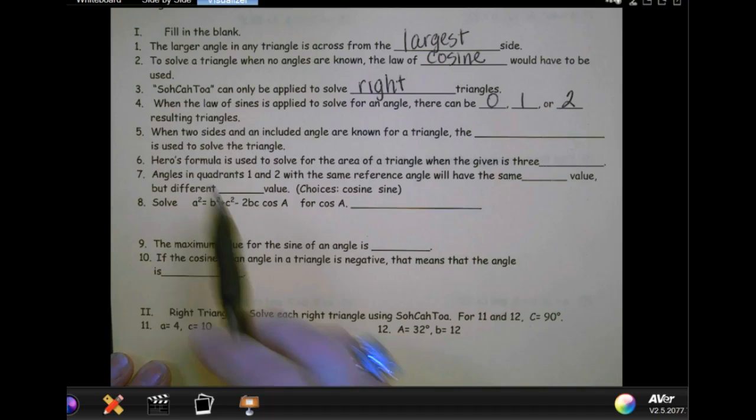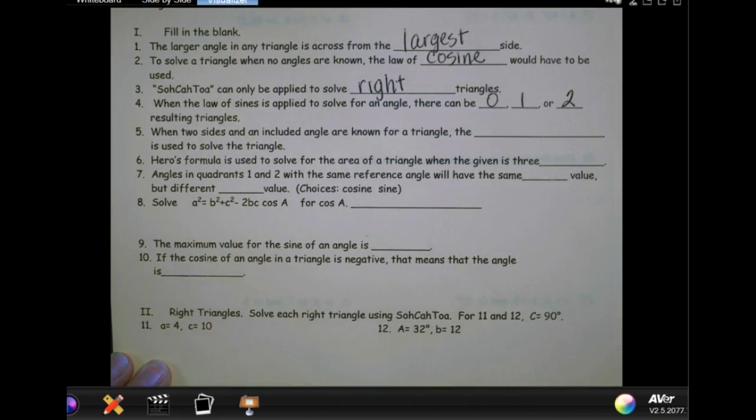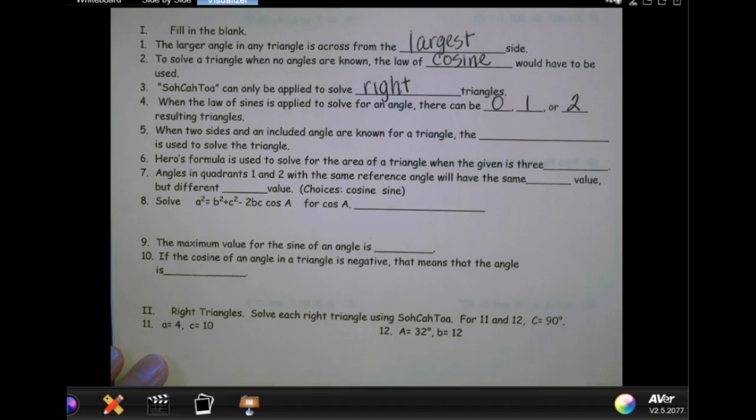So when two sides and an included angle, so side, angle, side. Somebody look at your chart and figure it out. Side, angle, side. Let's go. Okay, well then you're going to miss that one. Side.